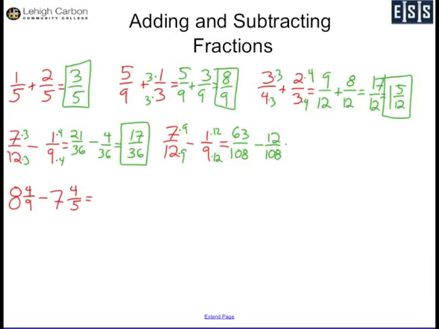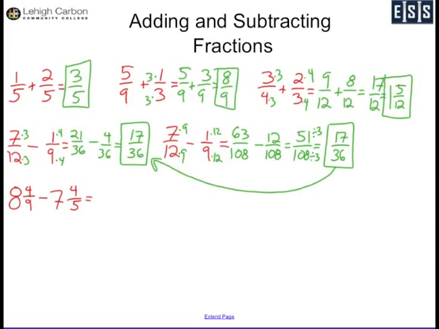So in this case, my common denominator was 9 and 12 make 108. 63 minus 12 makes 51. But I can reduce this. 51 and 108 are both divisible by 3. 51 divided by 3 is 17. 108 divided by 3 is 36. Same answer as last time. Just took a little more work because I had bigger numbers that I was working with.